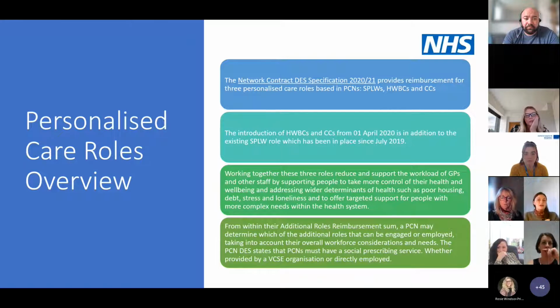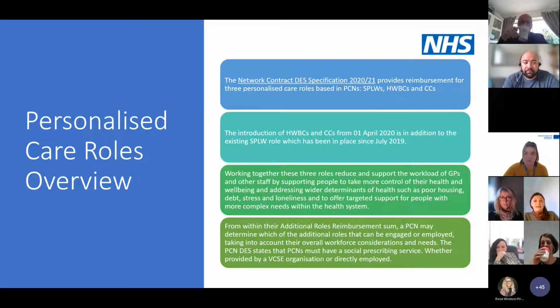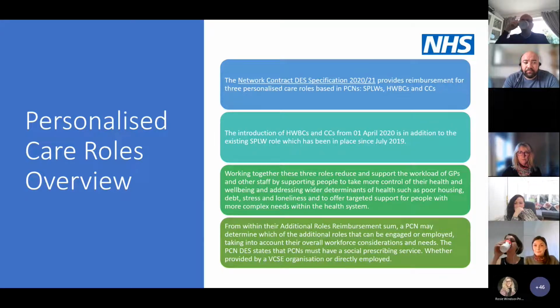So the DES, as we know, provides reimbursement for ARRS roles. So ARRS roles, they're broad, there's lots of them. What we're here to talk about today is specifically the personalised care ARRS roles. Most PCNs now should have access to social prescribers. They were introduced into primary care back in 2019. But now coming in are the care coordinators and health and wellbeing coaches as well.